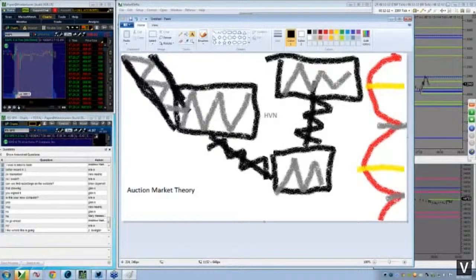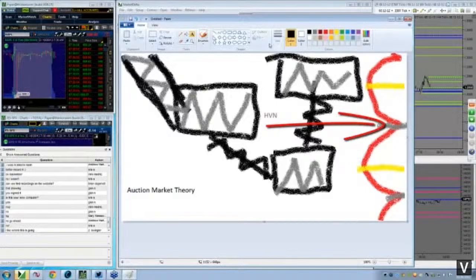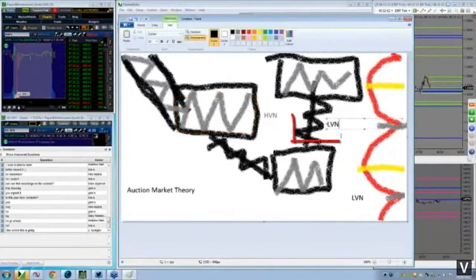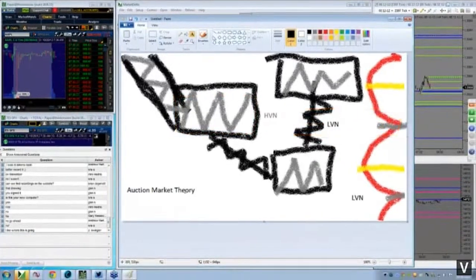You have to have the other side in order to create a sale. HVN, high volume node. This is on the right-hand side, this is your volume profile. These curves here, that is your standard deviation. Standard deviation, this is your mean. These are your two standard deviations outside of. It's also your LVN, low volume node. High volume node, you have a low volume node within your auction market theory.